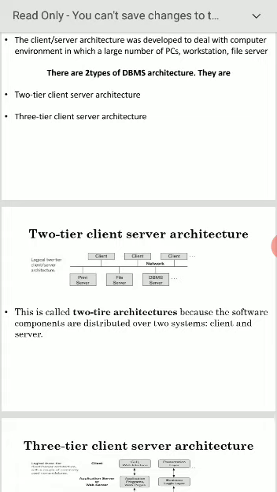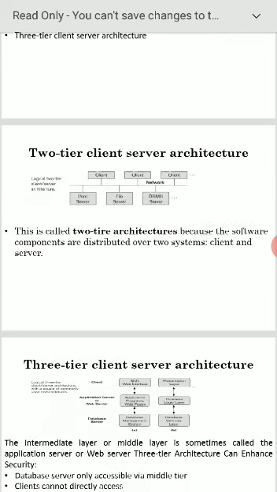There are two types of DBMS architecture. First one, two-tier client-server architecture. Second one, three-tier client-server architecture. First, let us see two-tier client-server architecture. You see the figure here. There is a client. Below that, there is a print server, file server, DBMS server. That means logically two-tier client-server architecture. This figure.